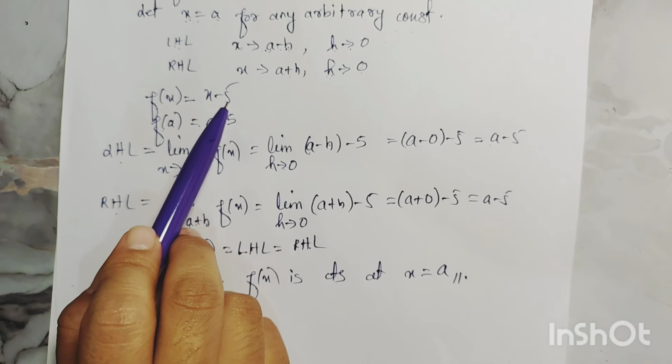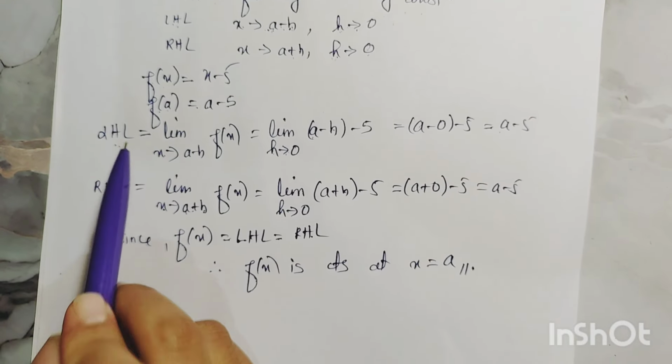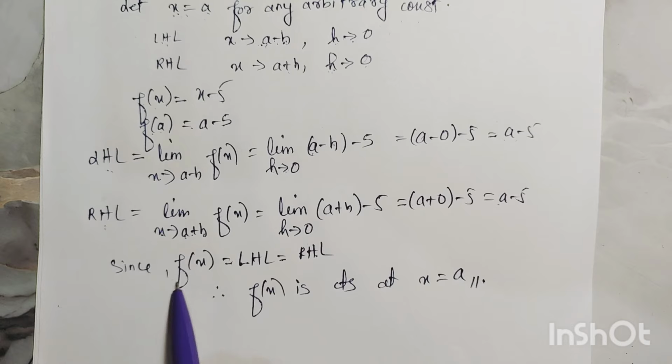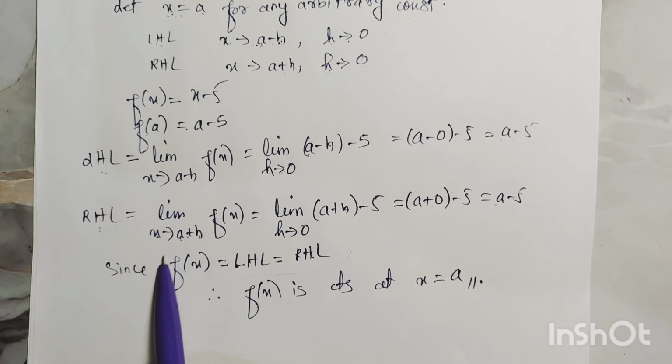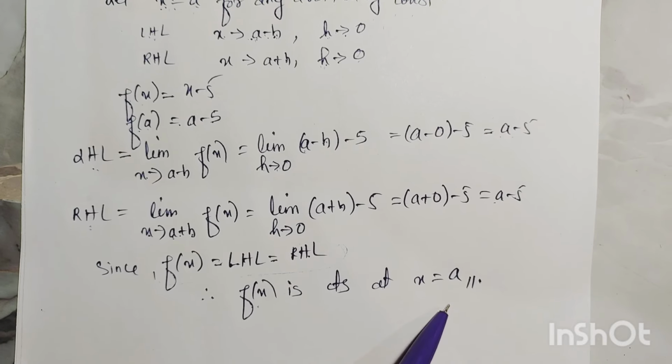f of x is the function x minus 5, whose value is a minus 5. So the left hand limit is a minus 5 and the right hand limit is a minus 5. The function's left hand limit equals its right hand limit, so the function is continuous at x equals a.